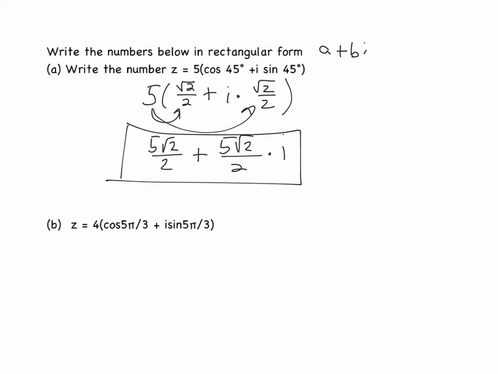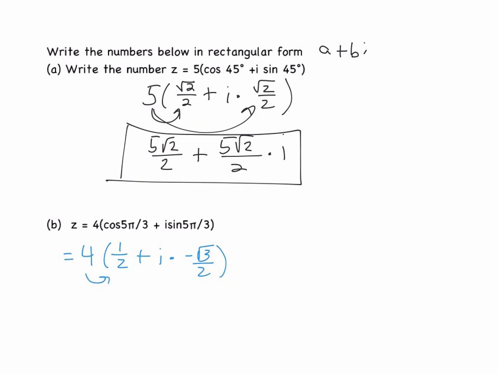Okay, let's try one more. This one's in radians, but otherwise not that much different. So I'll leave the 4 out front. And then I'm multiplying by the cosine of 5 pi over 3. The cosine of 5 pi over 3 is 1/2 plus i times the sine of 5 pi over 3, which is negative square root of 3 over 2.